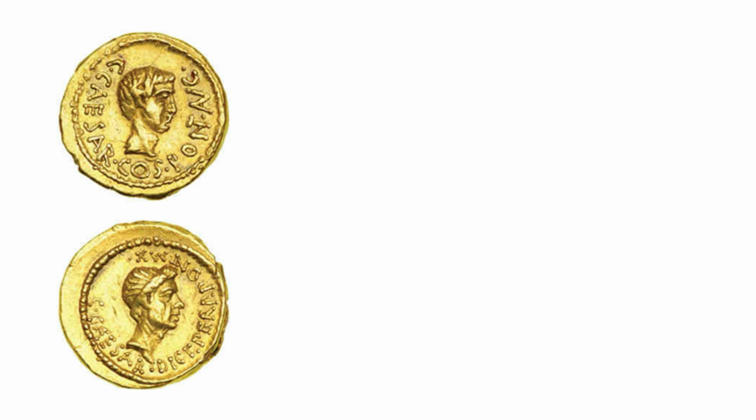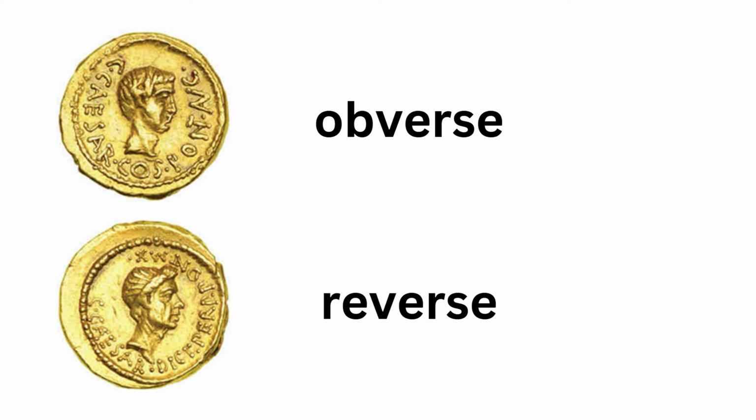Quick thing you need to know about coins in Rome is that they have an obverse and a reverse. The obverse is the front, the reverse is the back. Usually the obverse has the face of the person who ordered the coin to be minted. The really good thing about Roman coins is that they're very formulaic. So once you understand the basic bits, you can kind of figure out what the rest of the coin is going on about.